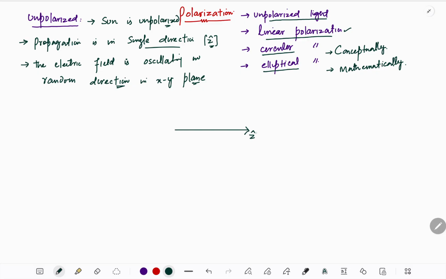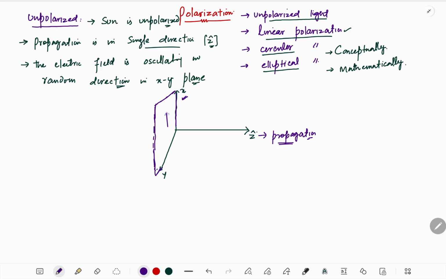So let us say this is the z cap. Now there remain the other two axes, one is the x-axis and another is the y-axis. So these x-axis and y-axis form a plane here. And now the electric field is always in this plane, because the electric field has to be perpendicular to the propagation. This is the main important property of electromagnetic waves, that the electric field must be perpendicular to the direction of propagation. So the electric field will oscillate in this plane, but in random directions.